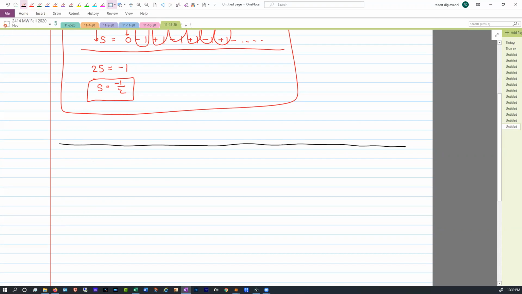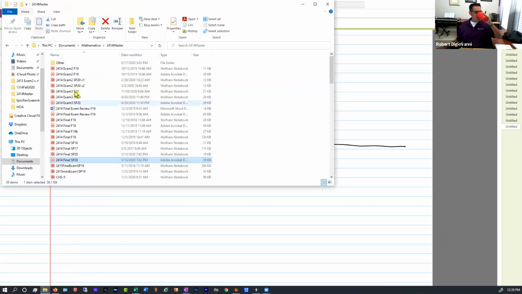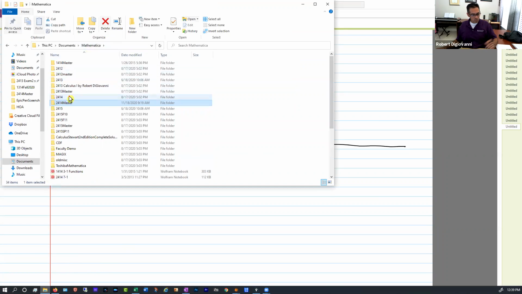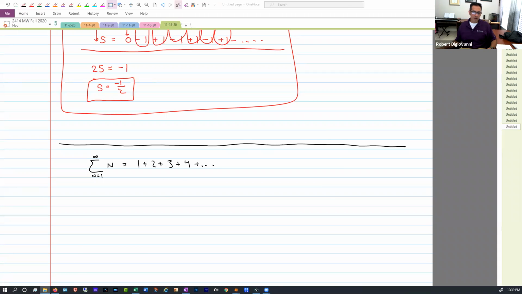How about this? How about the sum from n equals 1 to infinity of n? This is equal to, let's see, you plug in, you get 1 plus 2 plus 3 plus 4 plus ... right, forever? Do y'all think that that converges or diverges? It diverges because it gets infinitely big. That should make some sense, yes? Give me a second, I need to look up something.